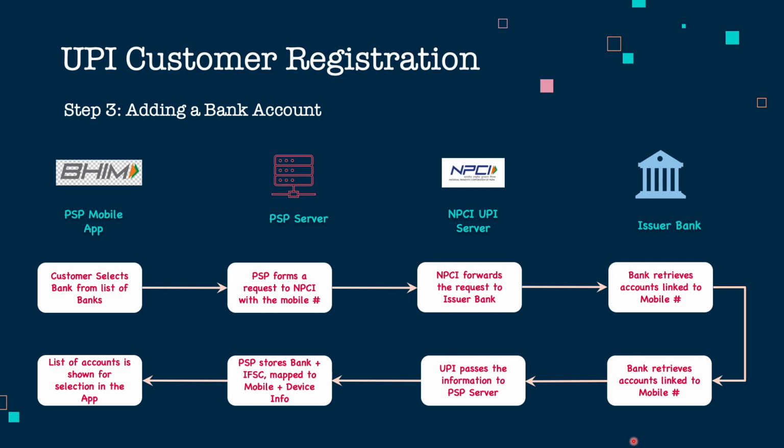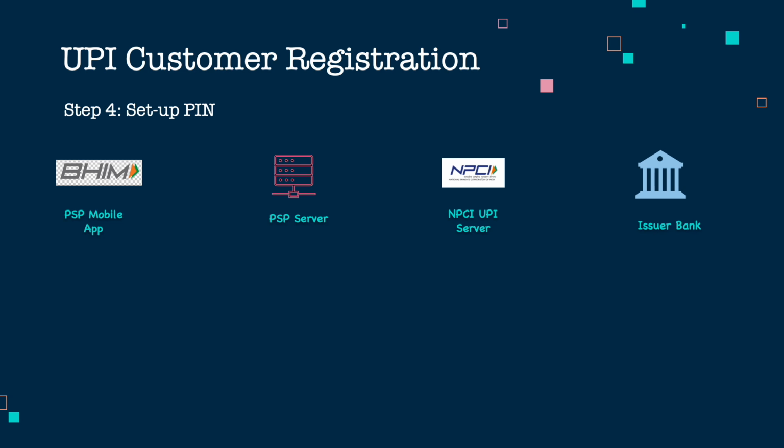So now the moment the customer chooses a particular bank account, in this step the PSP talks to the issuer bank, retrieves all the bank accounts linked to that particular mobile number and displays them to the customer to select that particular bank account. In this particular step, the PSP creates a VPA handle for that particular customer linked to that particular bank account.